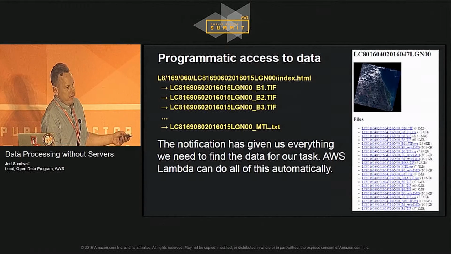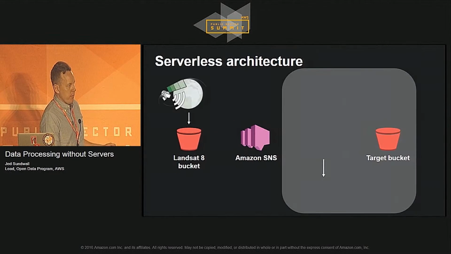Now, once we know that a scene is available, we also know that all these different files are available. And this is what I said before. We have all the different wavelengths of light that are available, and this is just a little index file that shows that off. So when a scene comes in, we can see what's available, and we can programmatically take whatever we want from the bucket and do whatever we want with it.